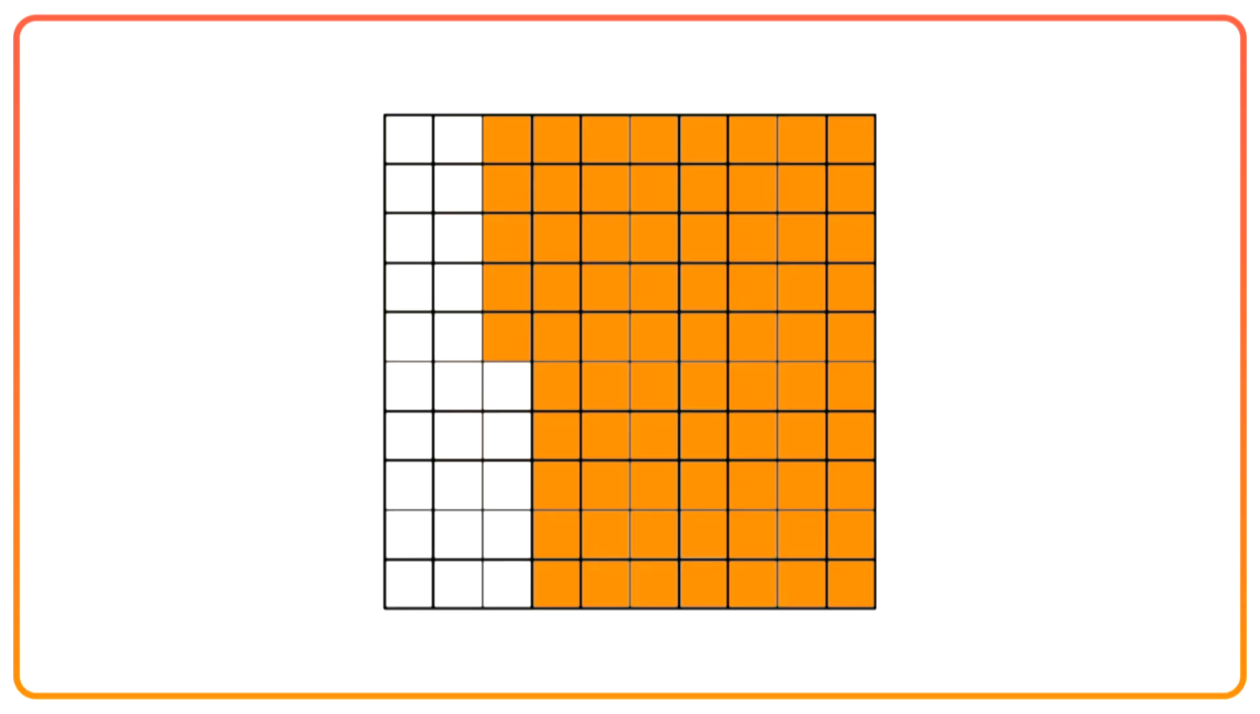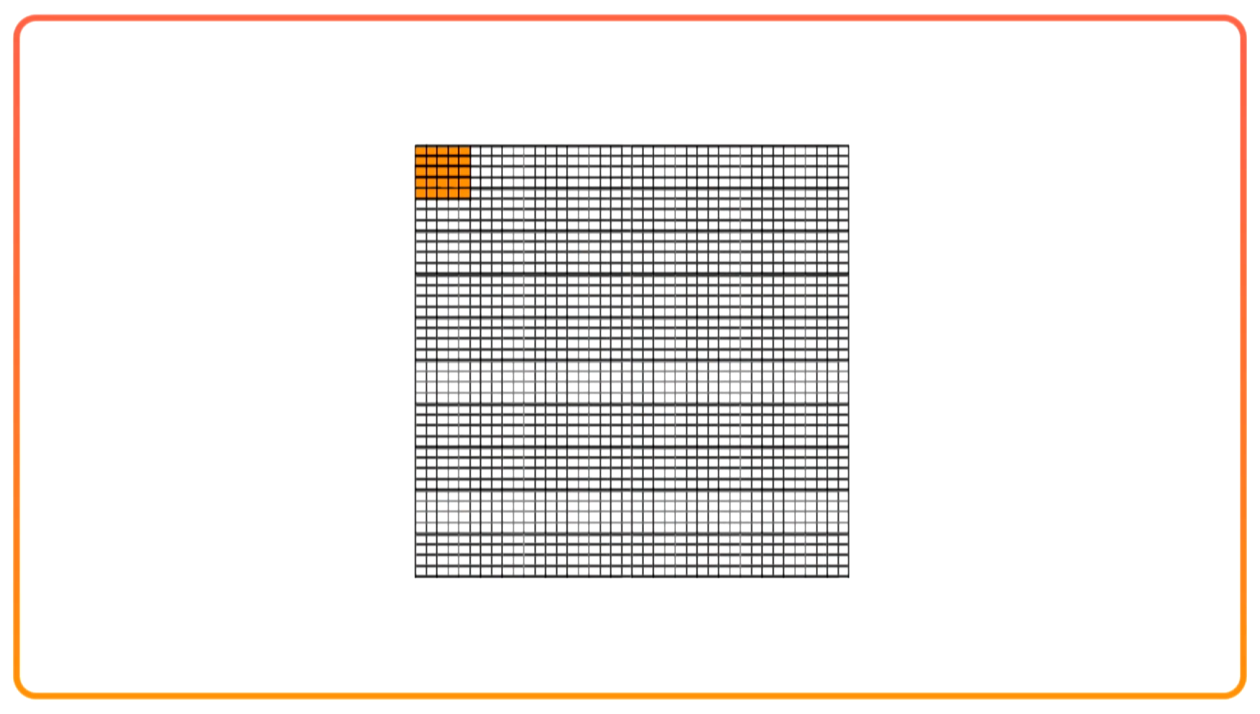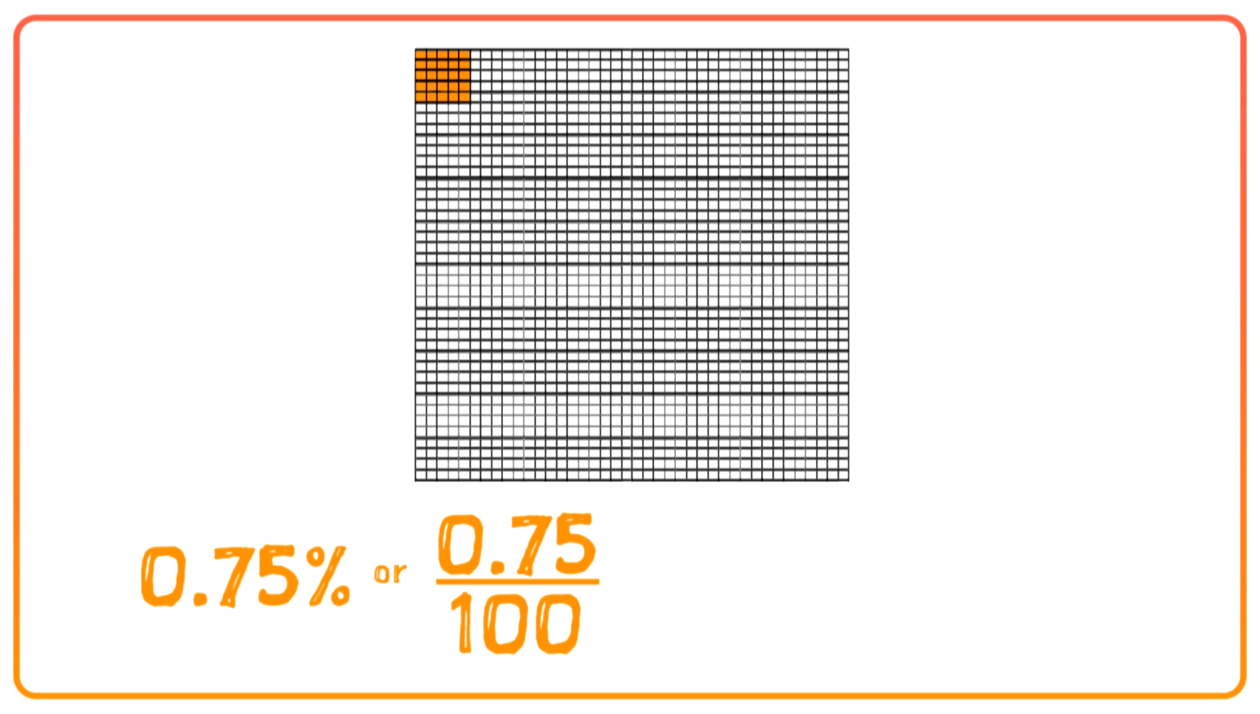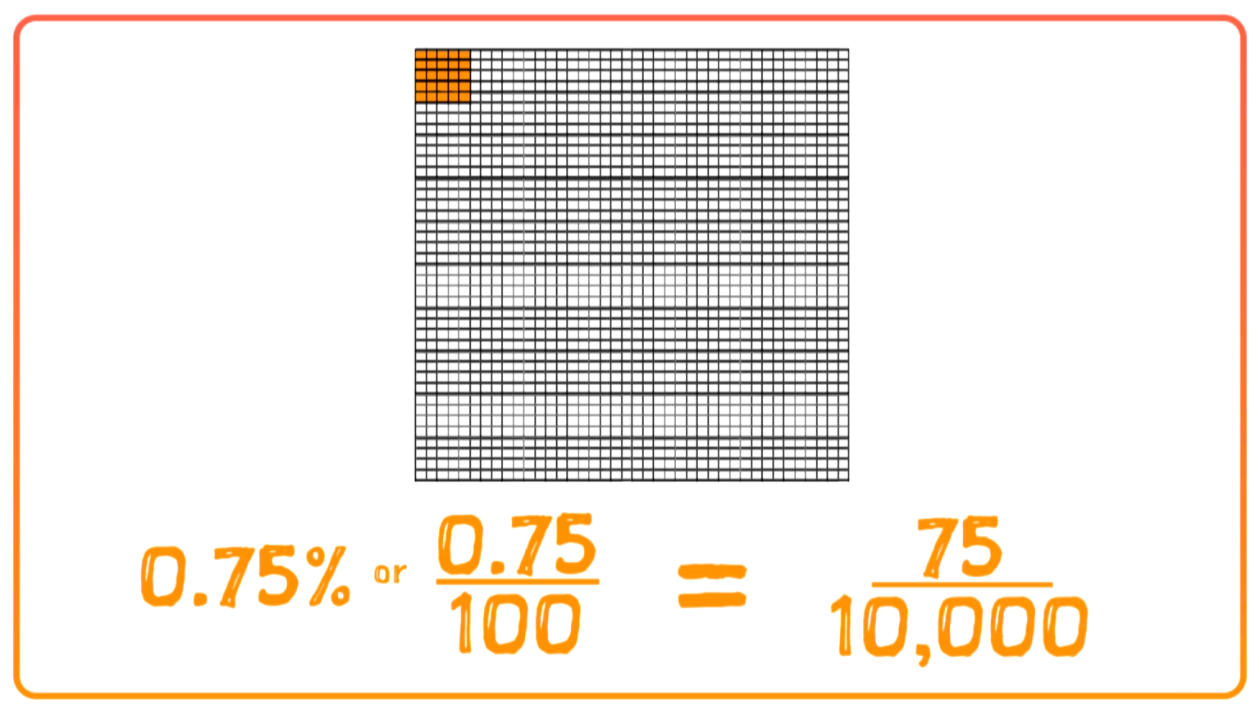We would have to divide each square in the hundredths grid into 100 pieces. This would give a total of 10,000 squares to the original hundredths grid. That means 0.75% or 0.75 hundredths equals 75 10,000ths.